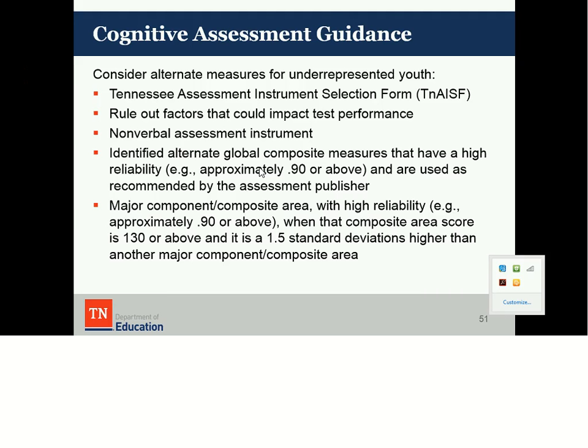Same thing goes if you have a discrepancy between a high composite area, so your verbal composite areas, your nonverbal composite areas, your perceptual reasoning, fluid reasoning. If you've got a highly loading component of the cognitive assessment area that loads highly into the global measurement of intelligence, and there's a discrepancy between that and another component area that's 1.5 standard deviations from that other major component area, you're able to use the alternate, that major area that's 130 or above, but that component area needs to be at least approximately 0.9 or above in regards to reliability. So again, we're looking at how strong this standalone composite area is compared to the global, and making sure that we are not using measures that are not very reliable.